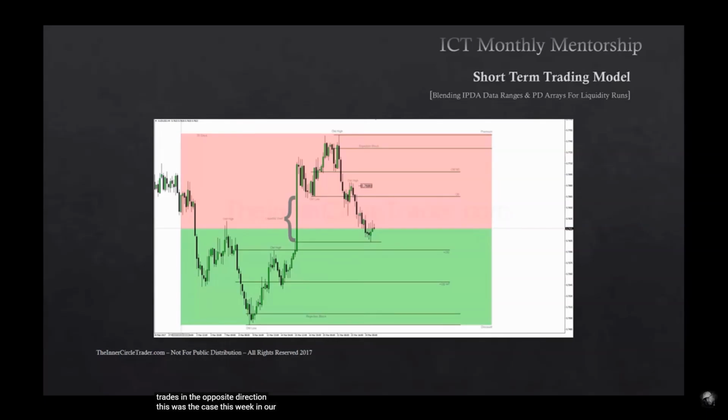This was the case this week in our mentorship. Originally, I was long or bullish on the Australian dollar with the expectation of a larger price move. It failed to do so on Tuesday. Once Tuesday broke down, as you'll see in the later slides in this presentation, we have a lot more analysis to suggest the price was going to trade down and close the liquidity void.